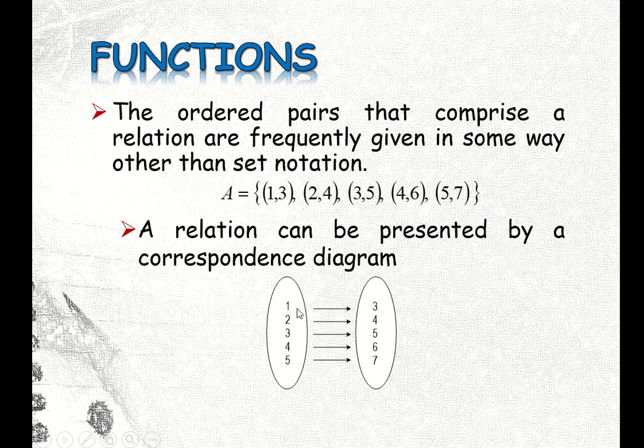If you look at this, there is a one-to-one correspondence between these numbers. So 1 corresponds to 3, 2 corresponds to 4, 3 corresponds to 5, 4 corresponds to 6, and 5 corresponds to 7. So there's a one-to-one correspondence between these numbers, the ordered pairs.